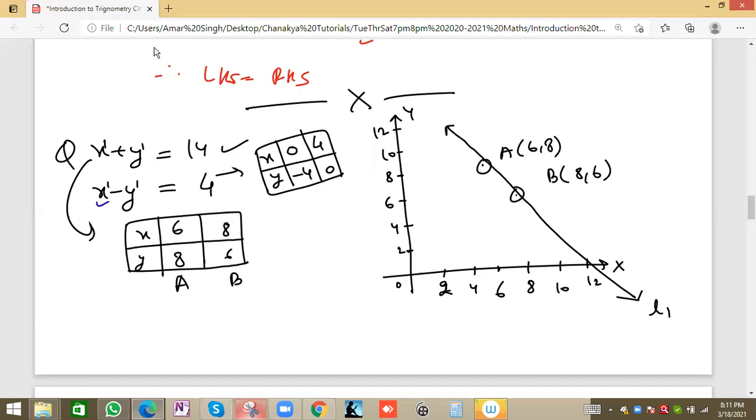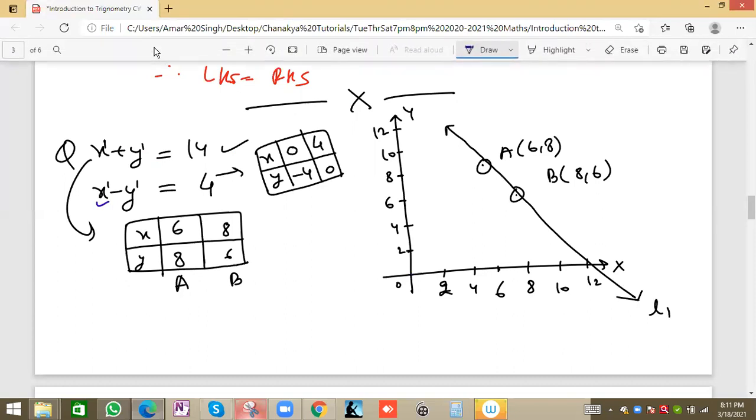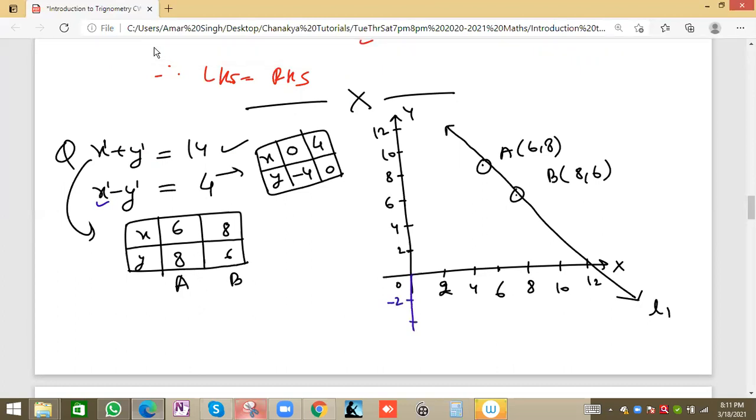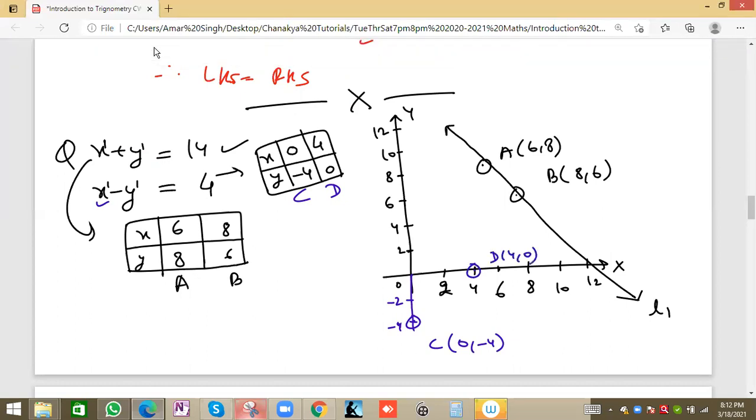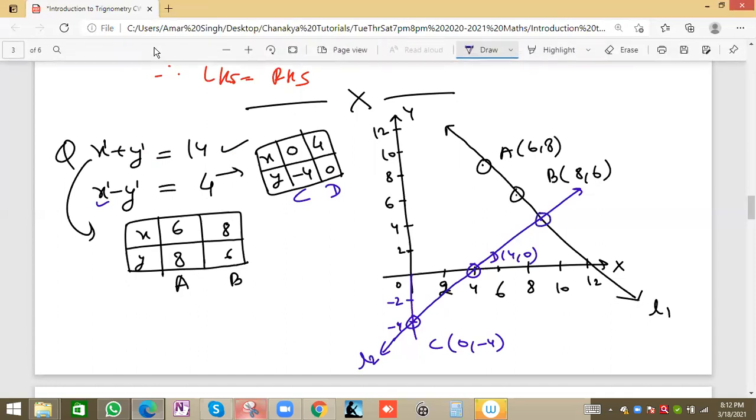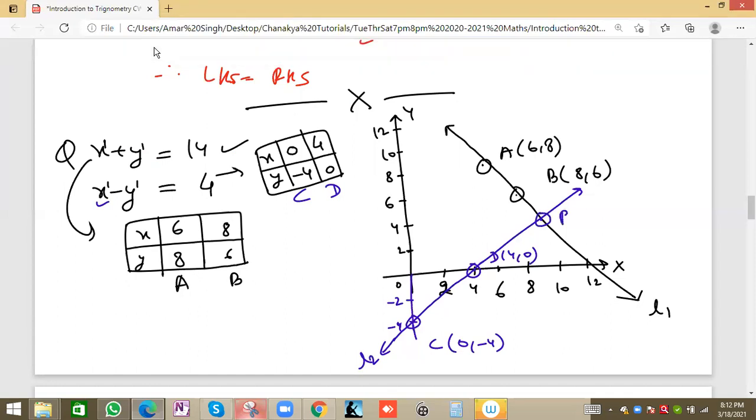So we'll now plot these values, (0, -4). This is 0, and -4 will be here, -2 and here -4. Let this point be C, and this is D. So C will be (0, -4), and this point D is (4, 0). We'll join these two points and extend in both directions to get line L2, and this intersection point will be the solution. We can find the intersection point from the graph itself.